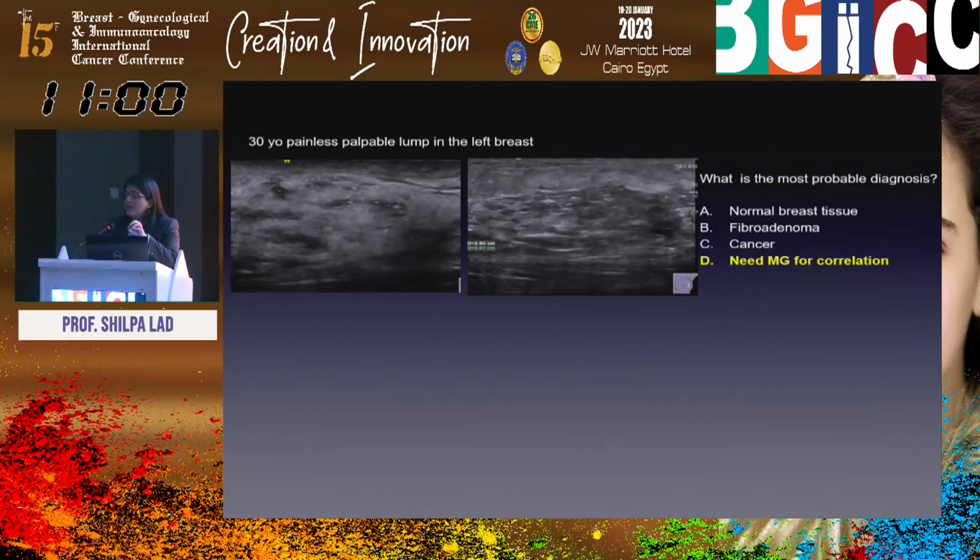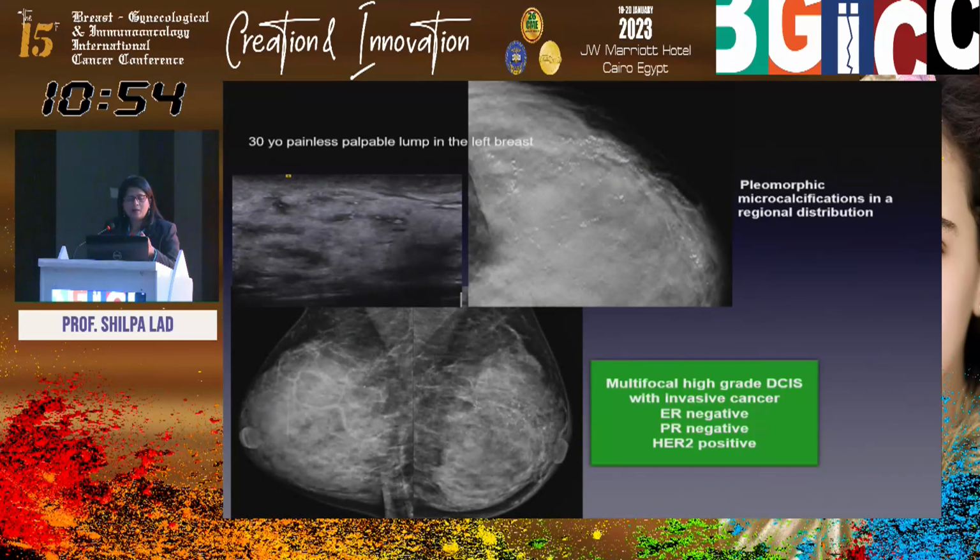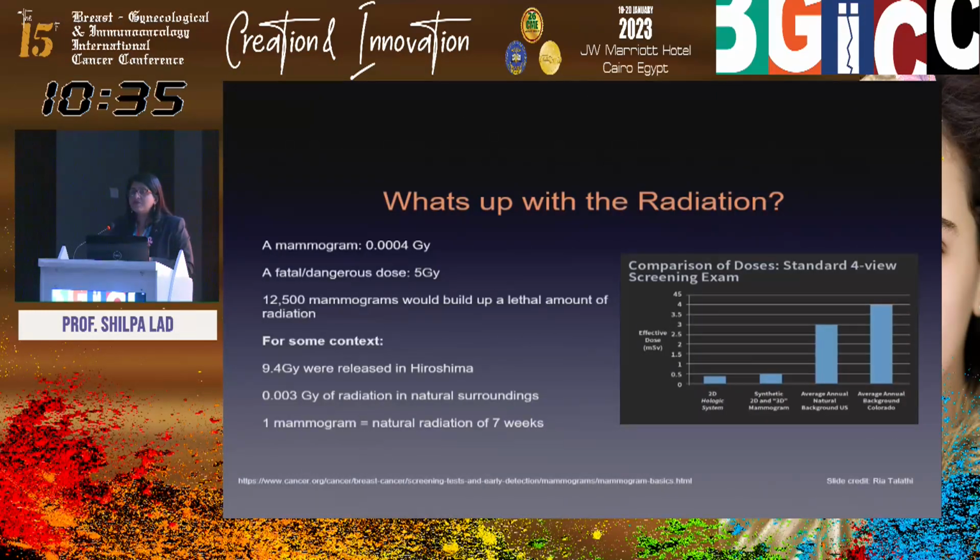In this case, even though the findings on ultrasound seemed equivocal at the first shot, we did a mammogram. On mammogram, what do we see? Extensive pleomorphic microcalcifications in the upper outer quadrant of the left breast. This was in keeping with multifocal high-grade DCIS with invasive cancer, ER negative, PR negative, HER2 positive. Okay, this was that classic HER2 positive cancer. So what's up with the radiation?